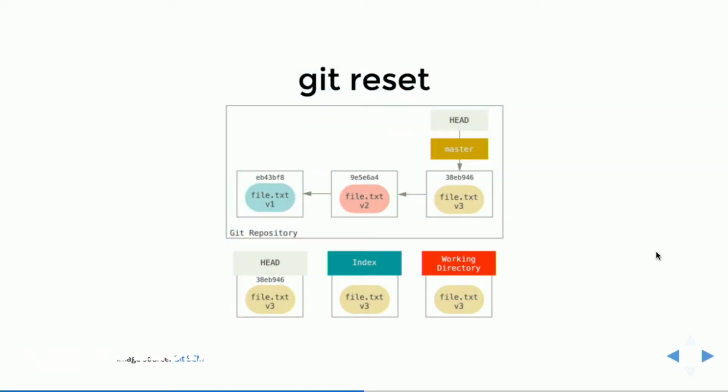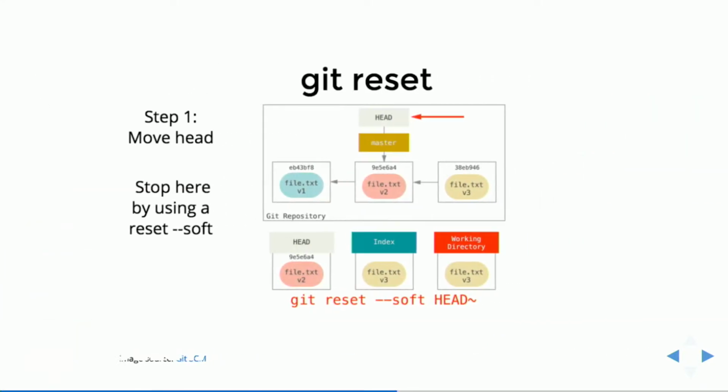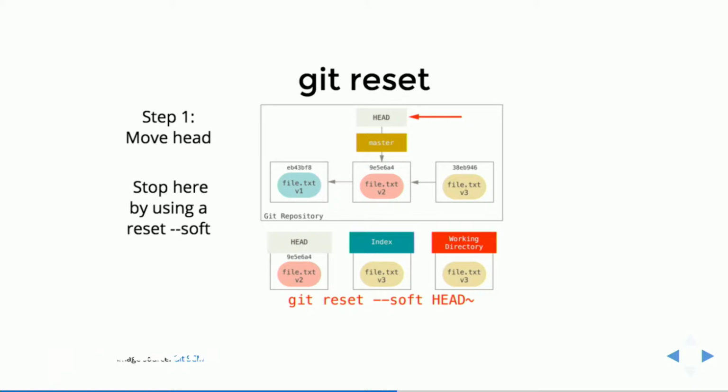Git reset allows us to walk back through those steps one at a time. So when you first run git reset, the first thing it does is updates head to point to the previous commit or the previous branch.